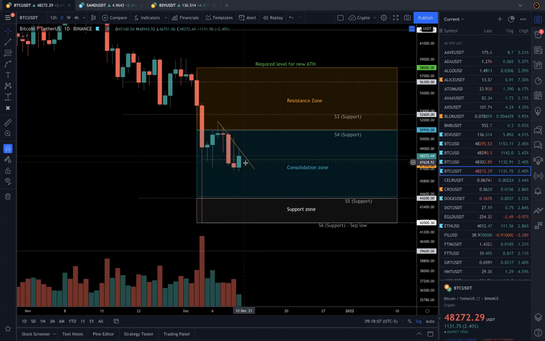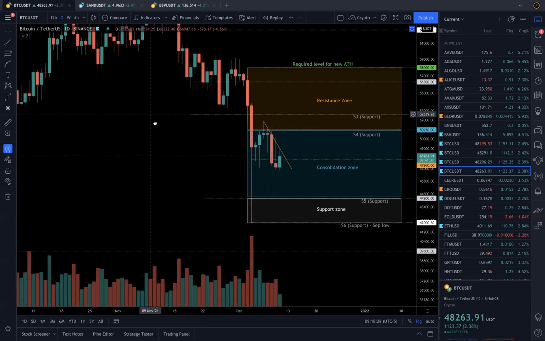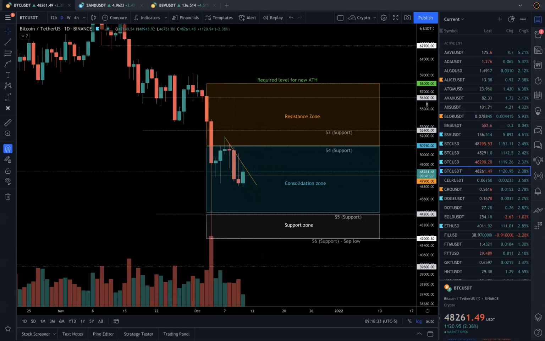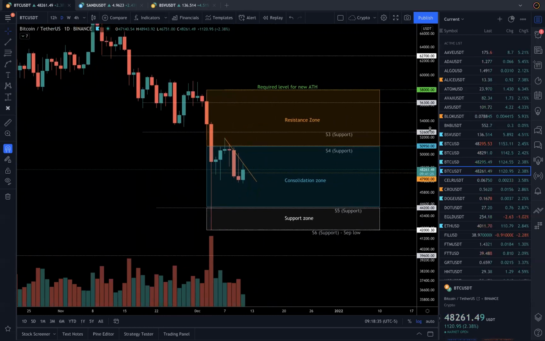So our expectation is that it recovers from here and tries to go back to the S4 level. If it is able to go back to S4, we can then expect it to hit S3, and then S2 and so on, right? Ultimately what we need is 58k. You'd be wondering why. It's just a technical level, okay? You have to just trust, because you saw how technical levels are playing roles here.